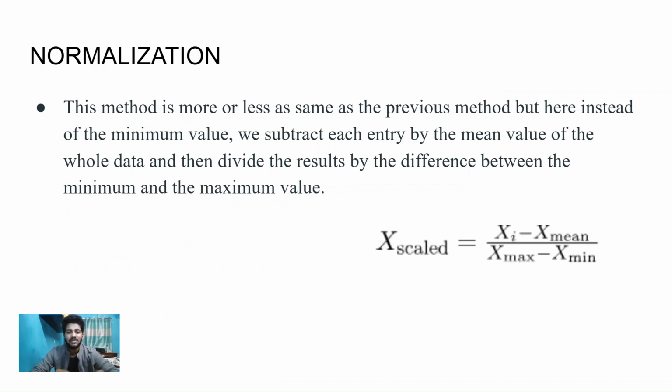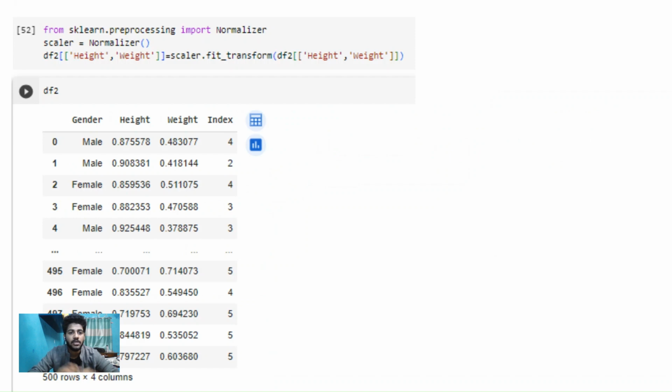This method is more or less the same as the previous method, but here instead of the minimum value, we subtract each entry by the mean value of the whole data and then divide the result by the difference between the minimum and maximum value. So the formula for this is x scaled is equal to xi minus x mean divided by x max minus x min.